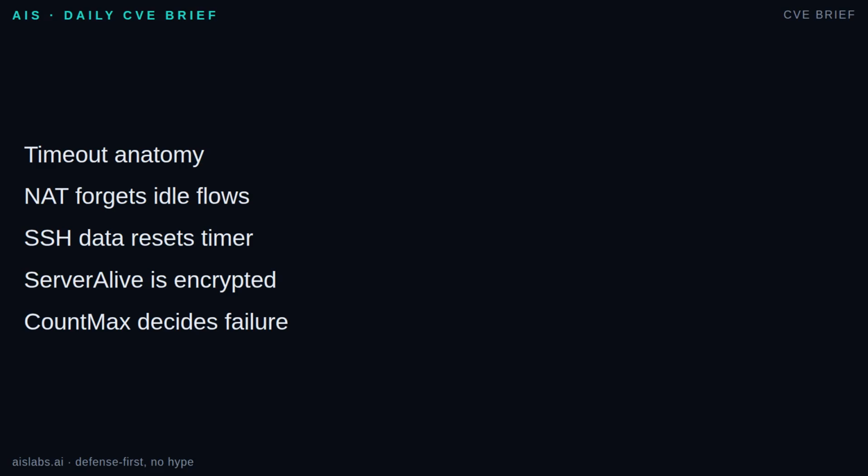With interval 15 and count 2, a dead path is usually noticed in roughly 30 to 45 seconds, depending on timing. This is different from TCP Keepalive, which uses operating system TCP probes. Those are often much slower by default and are not the knob I reach for first.